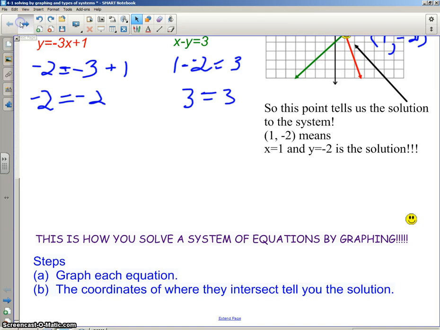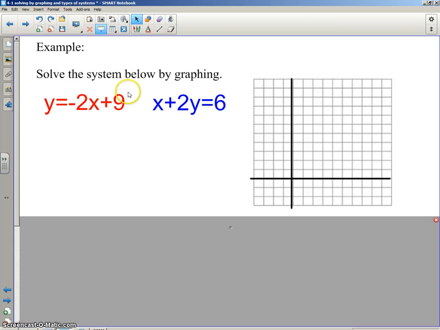So let's do one from scratch. Solve this system below by graphing. So here, y equals -2x plus 9. Well, that looks like, as I said, there's a reason why this is immediately after the previous chapter. This is exactly the thing we've been doing over and over again.